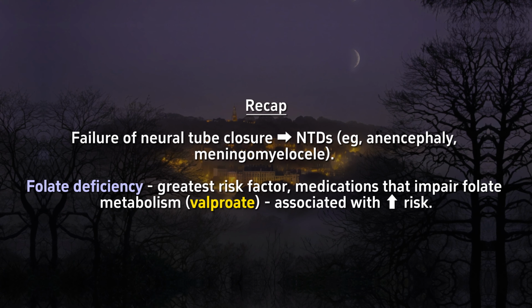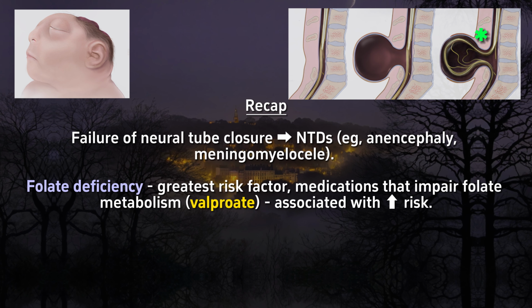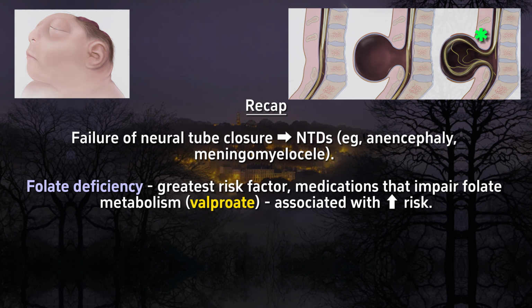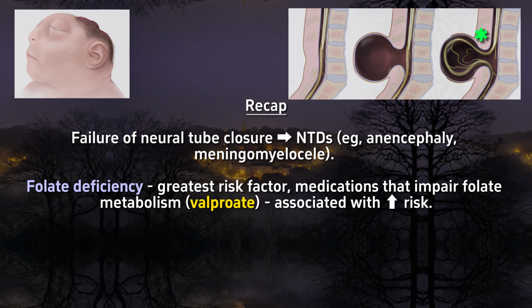Failure of neural tube closure results in neural tube defects, for example, anencephaly, meningomyelocele. Folate deficiency is the greatest risk factor, and medications that impair folate metabolism, for example, valproate, are associated with an increased risk.